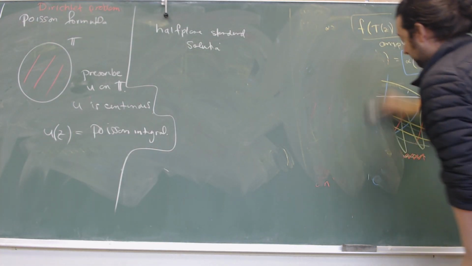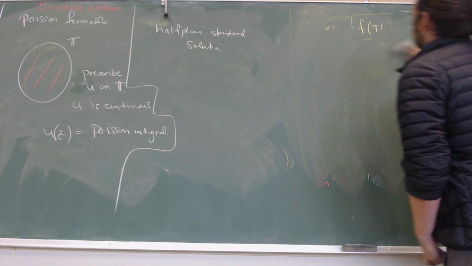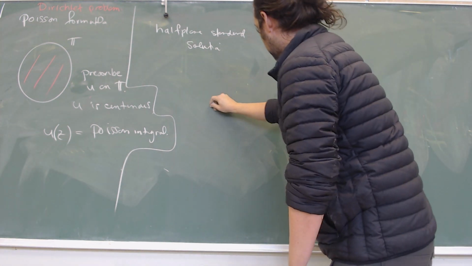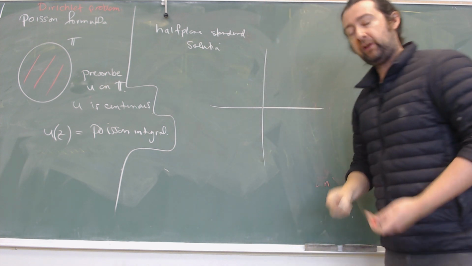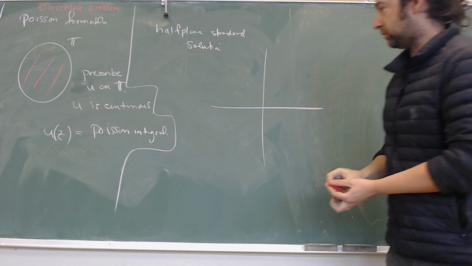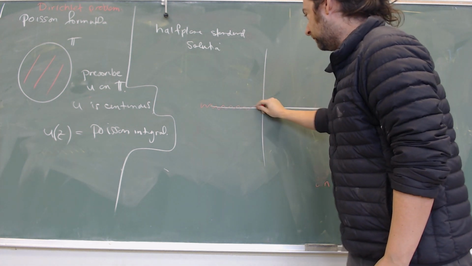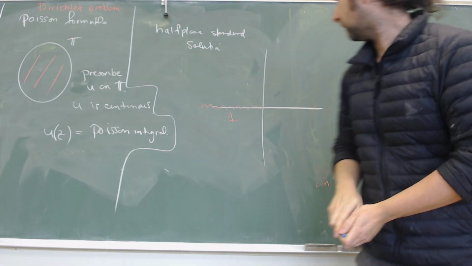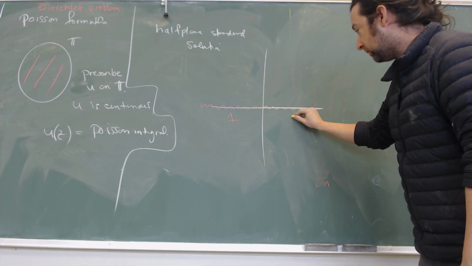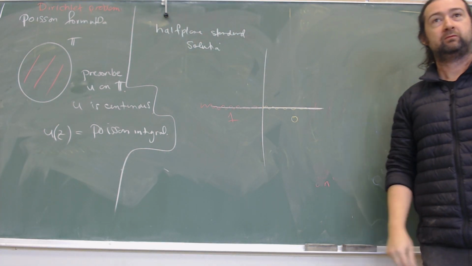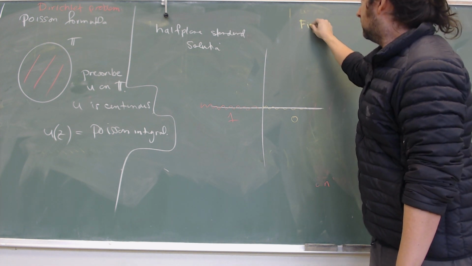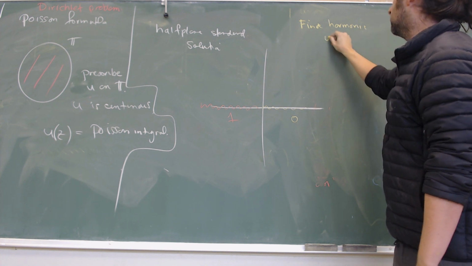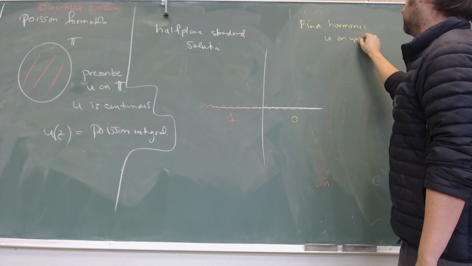So the goal is going to be to find a harmonic function that has these boundary conditions. It's defined on the upper half plane, and the boundary conditions are over here, the function is equal to 1, and over here, the function is equal to 0. I want to find a harmonic u on the upper half plane.